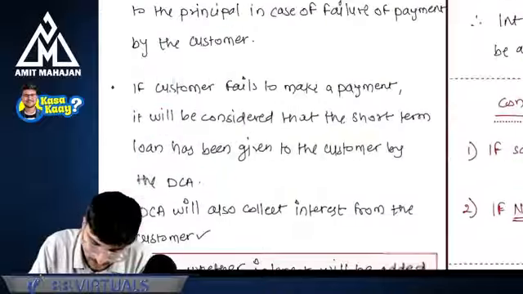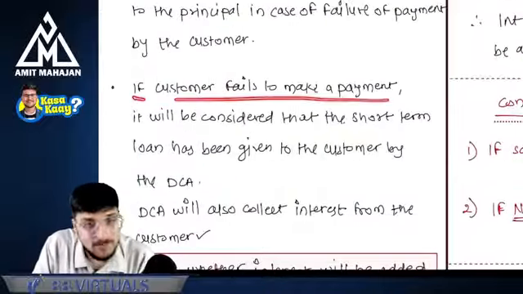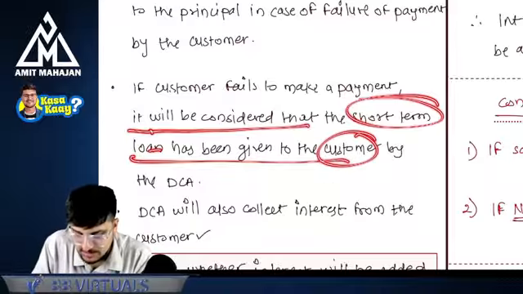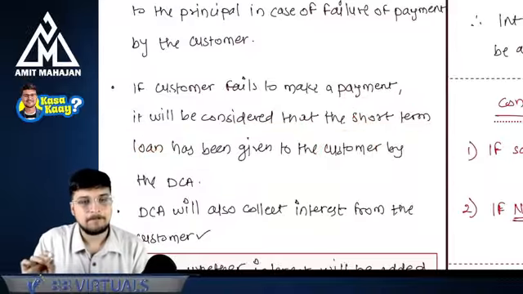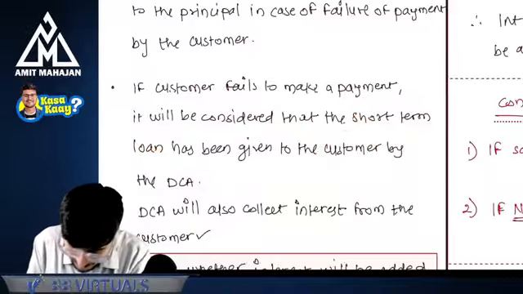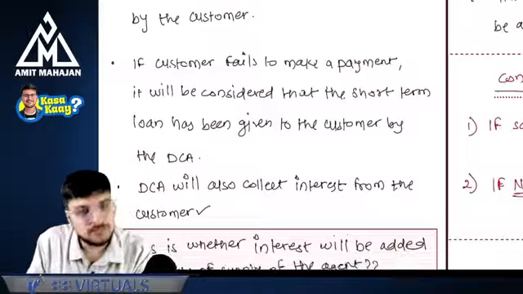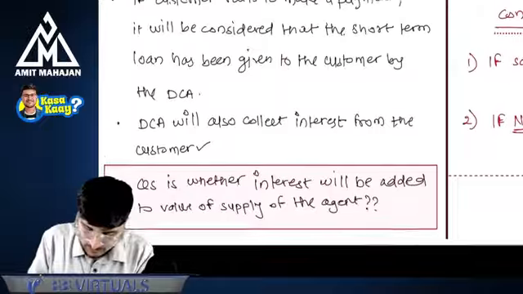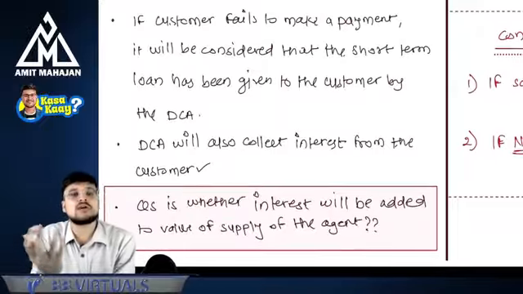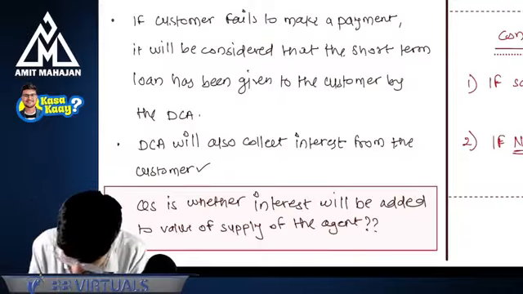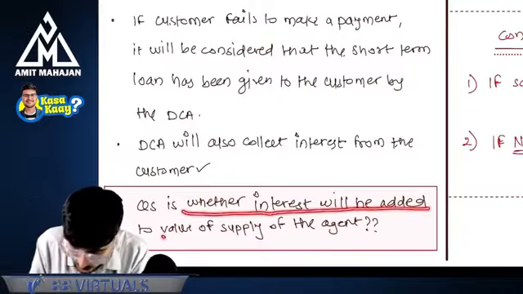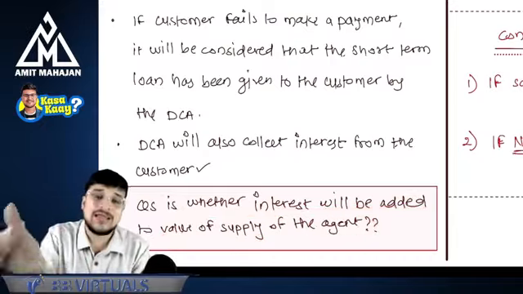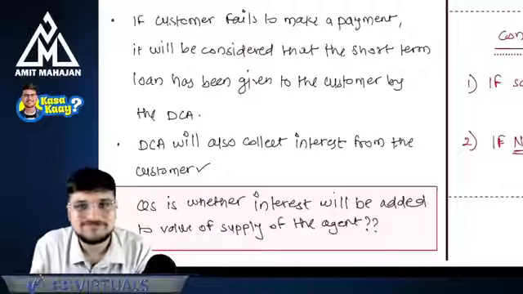Perfect? Look here. If the customer fails to make a payment, it will be treated that a short-term loan was given to the customer by the Del Credere agent. Now, the Del Credere agent will also collect interest from the customer. Of course, correct? It is because it is treated as a loan. In this entire point, what is the question? The question is whether interest will be added to the value of supply of the agent. Will interest be added to the agent's value of supply or not?